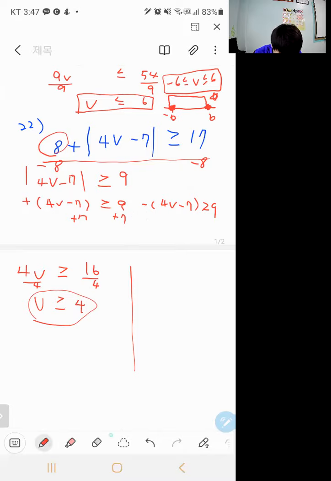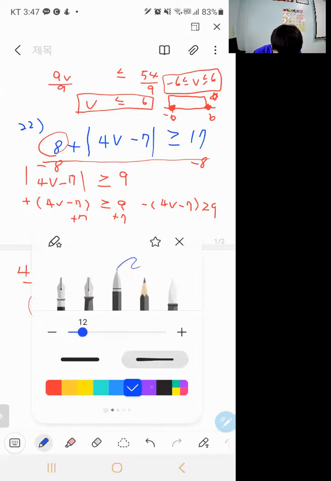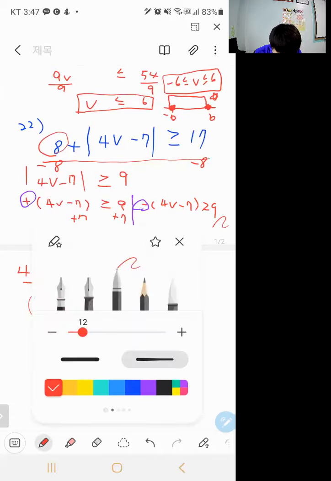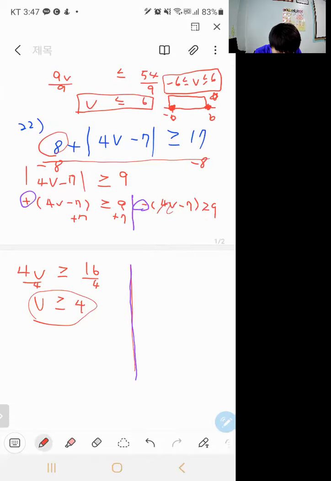And then for this guy, all right, I've drawn a line just to distinguish left and right. So this is a plus sign, this is a minus sign I added. Okay. And I'm going to distribute that first. So I'm going to have -4v plus 7 is greater than or equal to 9. Now I'm going to subtract 7 on both sides. -4v greater than or equal to 2.